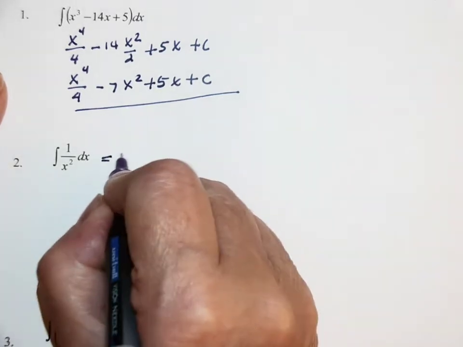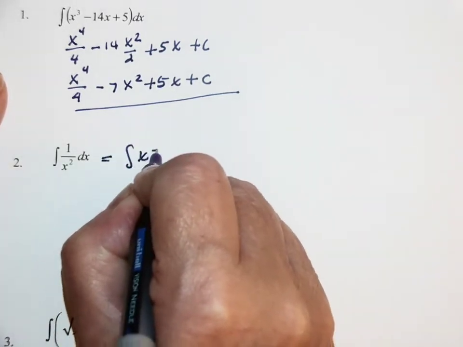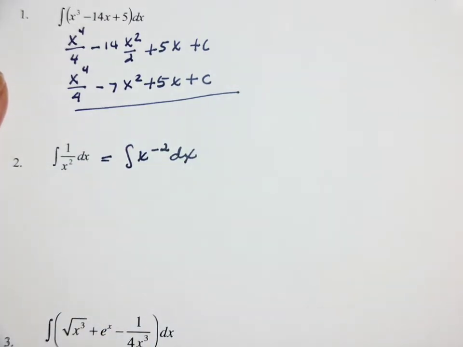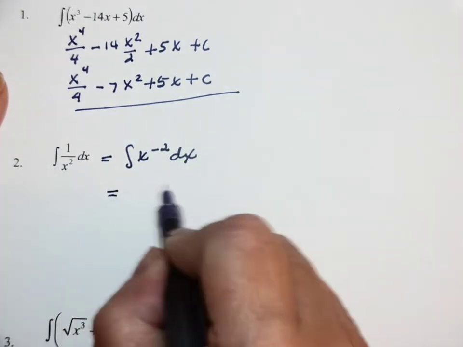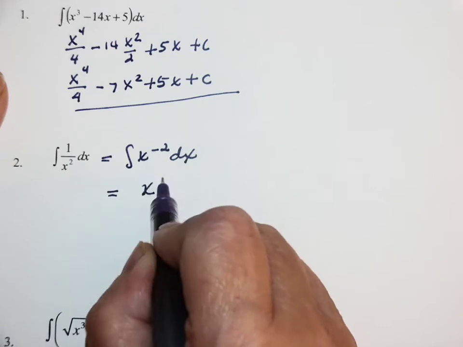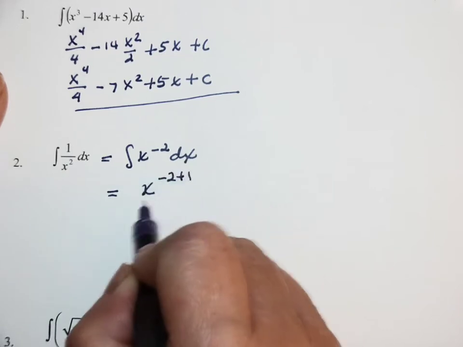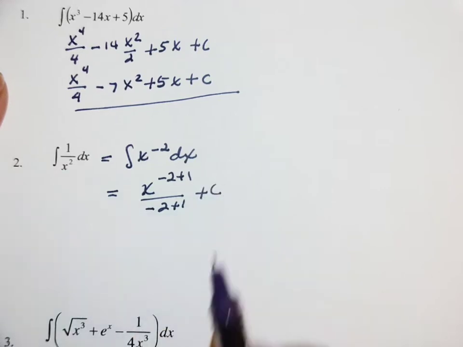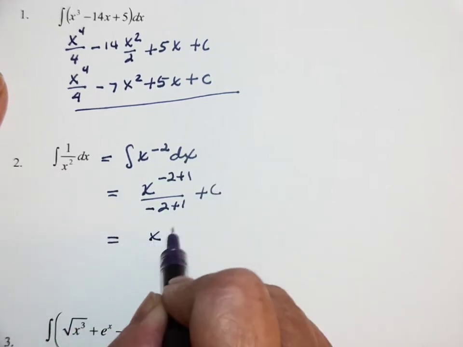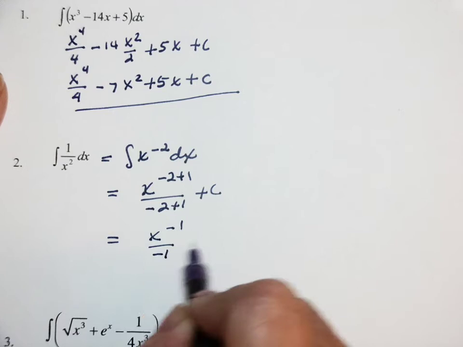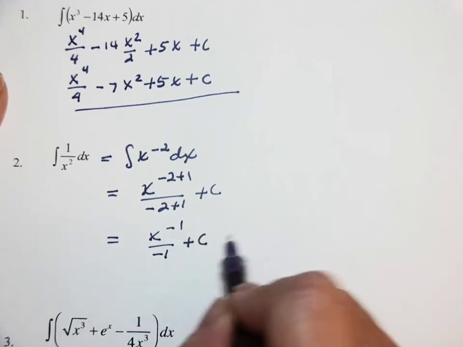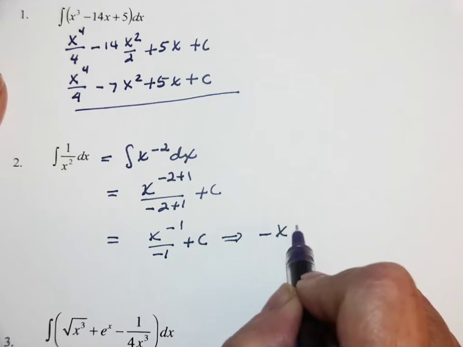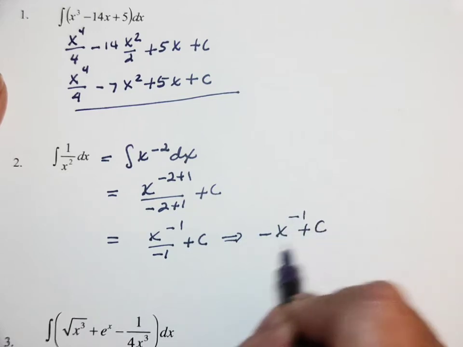Now this is the integral of x to the minus 2 dx. So what is this? This is x to the minus 2 plus 1 over minus 2 plus 1 plus c, which is x to the minus 1 over minus 1 plus c, or it turns into minus x to the minus 1 plus c.